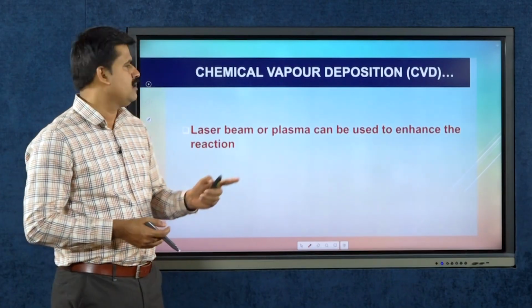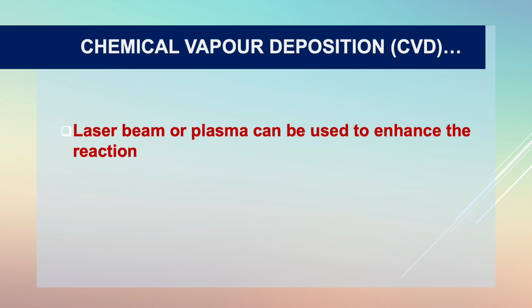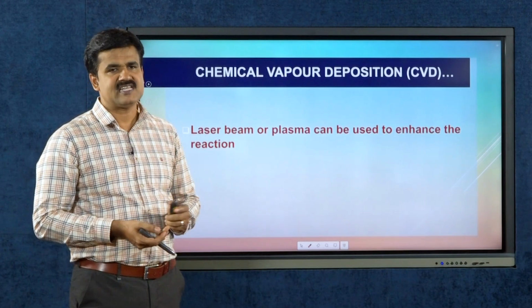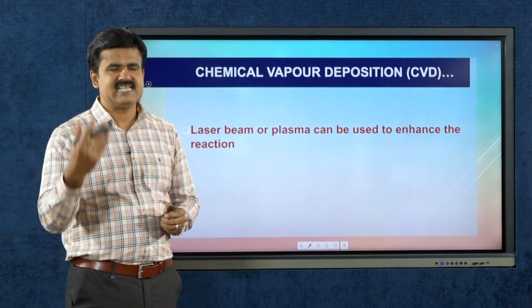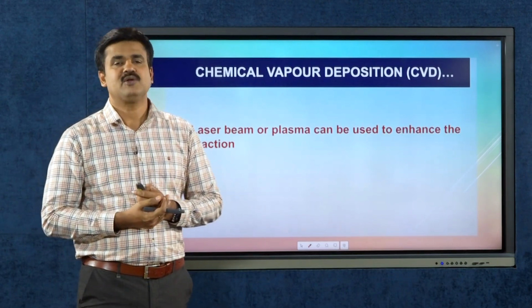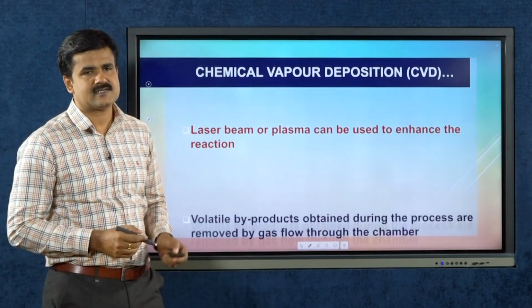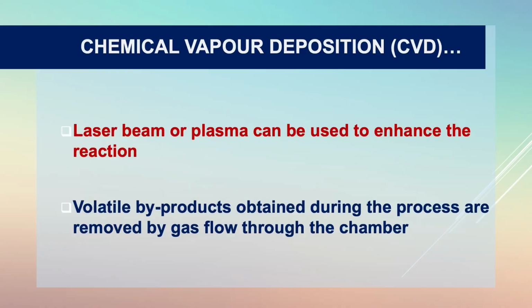Now, laser beam or plasma can be used to enhance the rate of reaction in chemical vapor deposition. This is one important thing. You can use a laser beam to increase the rate of production of nanoparticles by the chemical vapor deposition procedure. Volatile byproducts obtained during the process are removed by gas flow through a chamber.